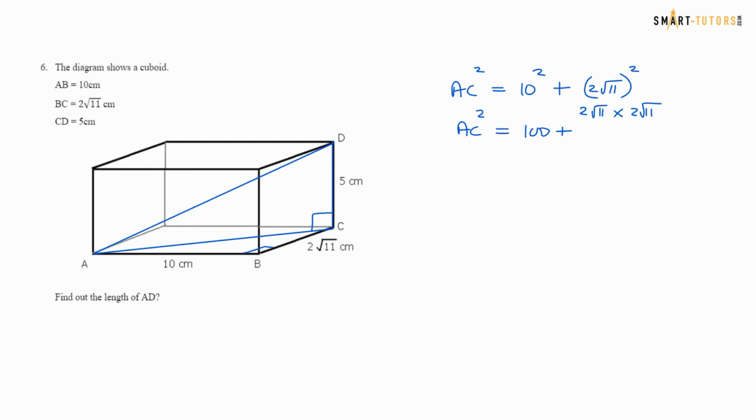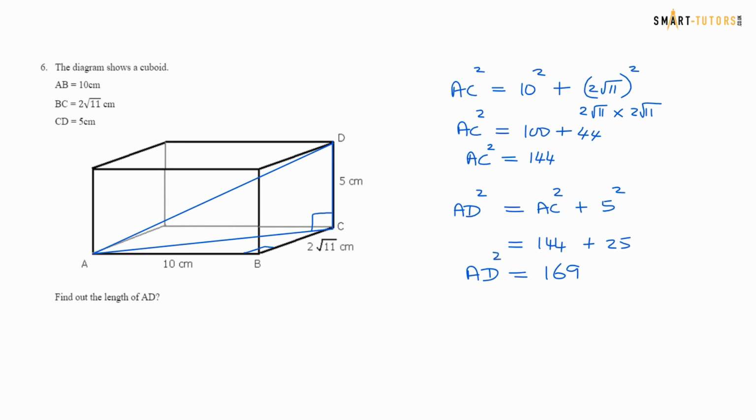So 2 times 2 is 4, root 11 times root 11 is 11. So 11 times 4 is 44. So the answer for AC squared is 144. Now apply the Pythagoras theorem diagonally. So AD squared equals AC squared plus CD squared, which is 5 squared. So AC squared is 144 plus 25. This is 169. I know AD is 13 because the square root of 169 is 13. So that is the answer for the AD.